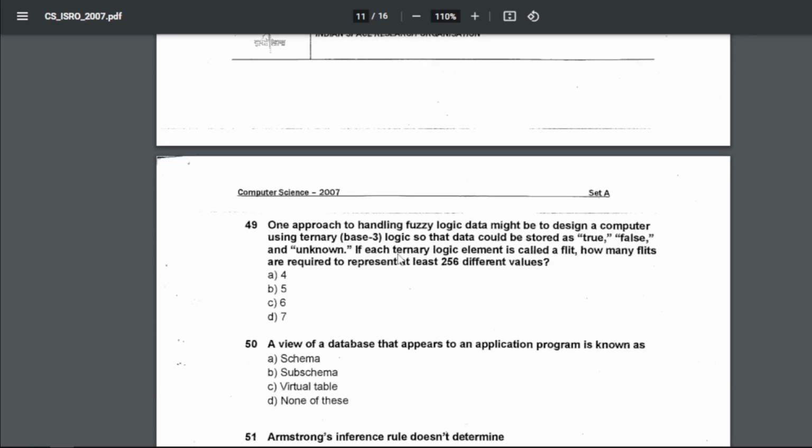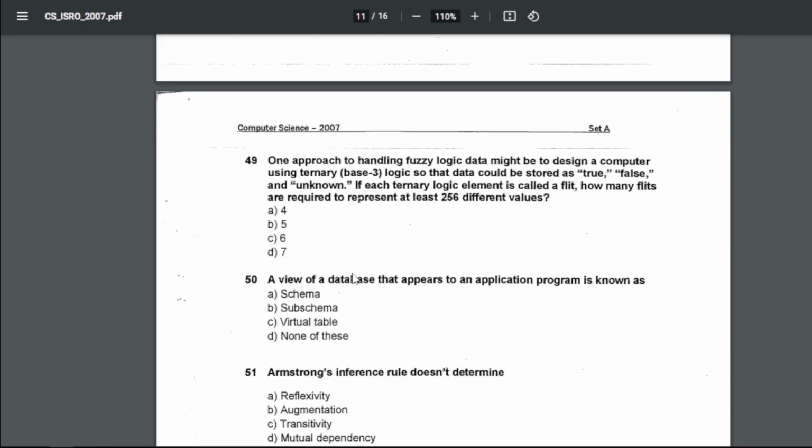49. One approach to handling fuzzy logic data might be to design a computer using ternary basis 3 logic so that data could be stored as true, false, and unknown. If each ternary logic element is called a fit, how many fits are required to represent at least 256 different values? For 49 our answer will be 6, that is option C.